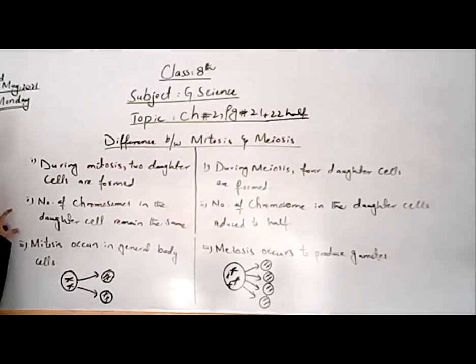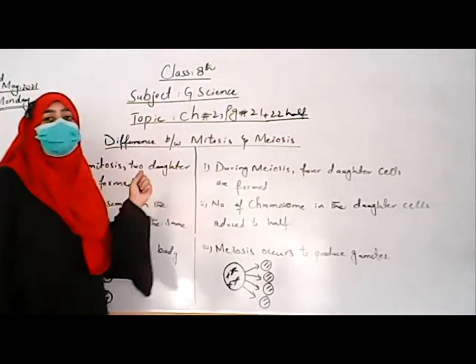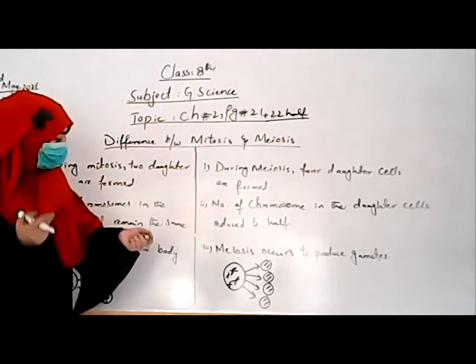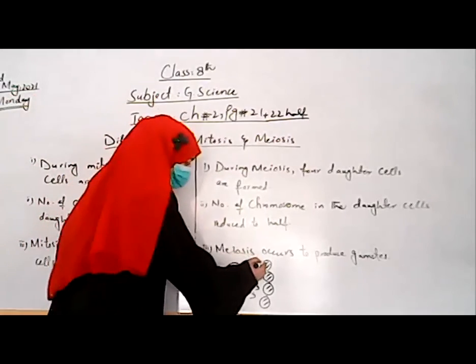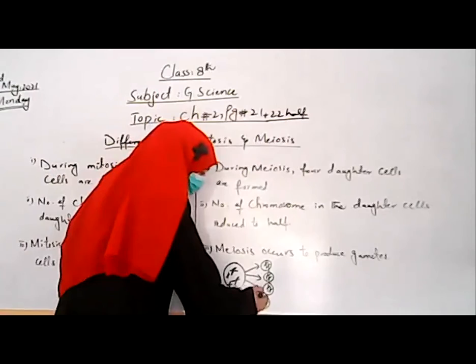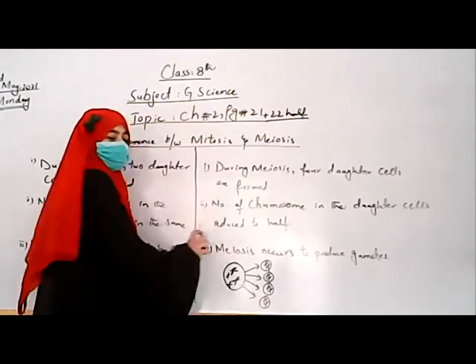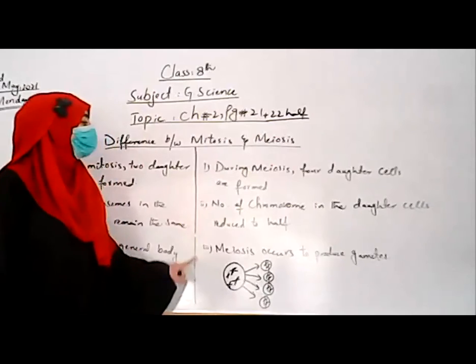During meiosis, mostly meiosis occurs in germ cells. All types of body cell division take place by mitosis. In meiosis, the number of chromosomes in the daughter cell is reduced as compared to the parent cell. 1, 2, 3, 4. Here 2, 2, 2 and 2. Which means each daughter cell has half the number of chromosomes as compared to this parent cell.